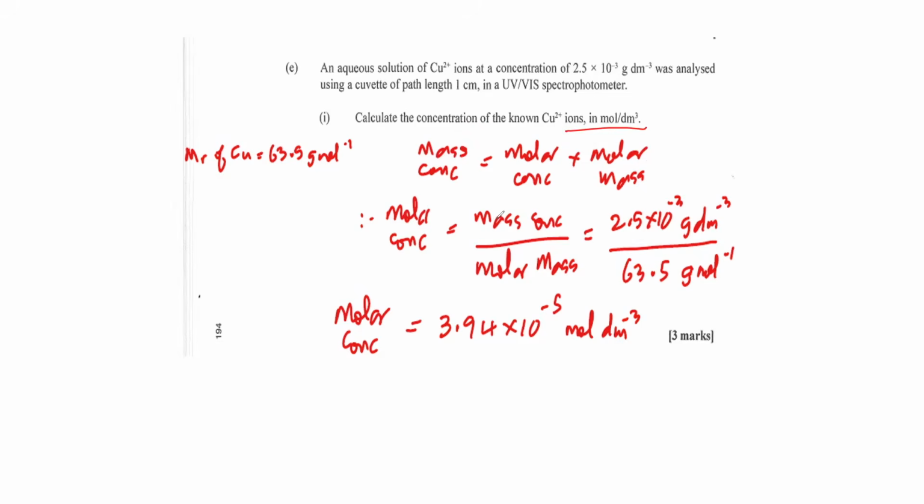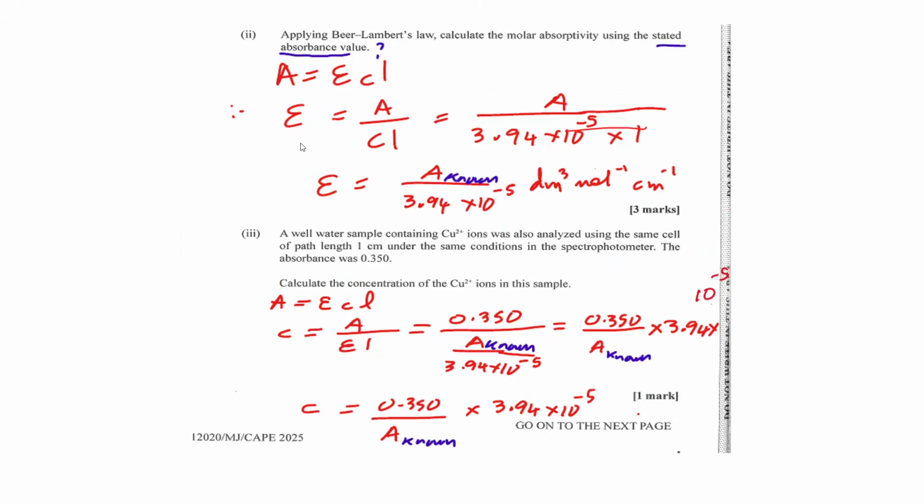So the mass concentration given is 2.5 times 10 to the minus 3 gram per dm cube divided by the molar mass of 63.5 gram per mole, which you can find from our data booklet. And then we work out the molar concentration to be 3.94 times 10 to the minus 5 moles per dm cube. Part 2. Applying Beer-Lambert's law, calculate the molar absorptivity, which is E, using the stated absorbance values.